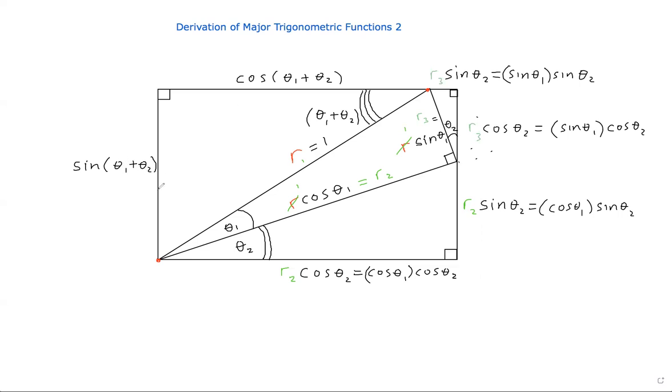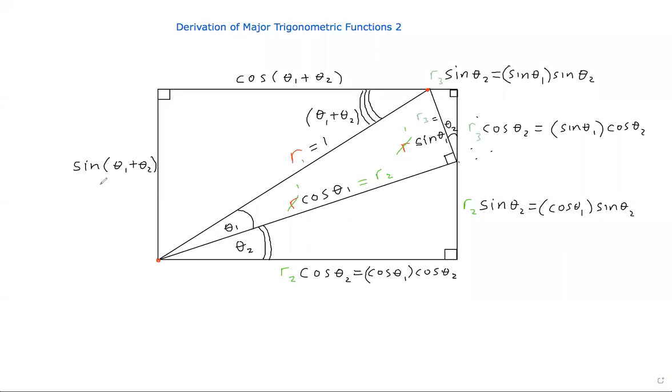for sine and cosine. We'll do the sine of theta 1 plus theta 2 first, okay? So we know that this side, since it's a rectangle, has to equal this side. These two sides are equal. And we have the length of this side of this triangle, and the length of this side of this triangle. We know those lengths. So all we need to do is just add this length to this length as follows.